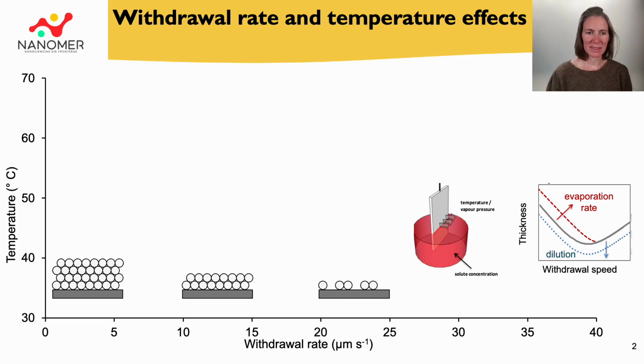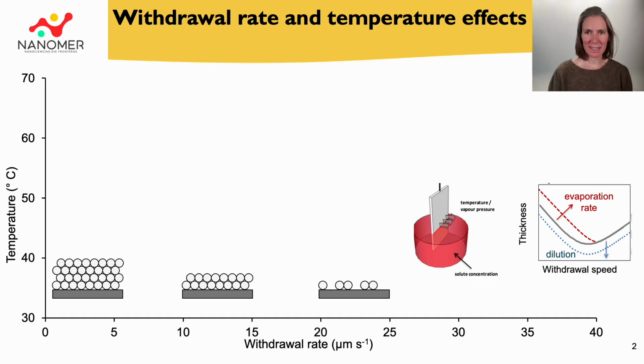As an example, we can see that at low temperatures, below around 40 degrees, and low withdrawal rates, we'll have thick particle depositions. And if we increase the withdrawal rate, of course, we go back towards this intermediate regime that we talked about in part 1. And so the film will become thinner and thinner as we increase the rate of withdrawal.